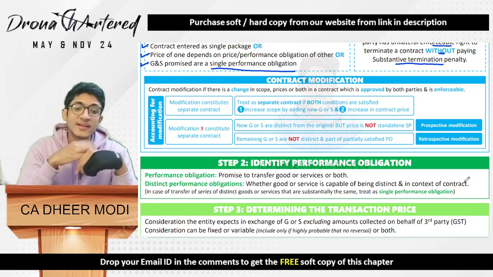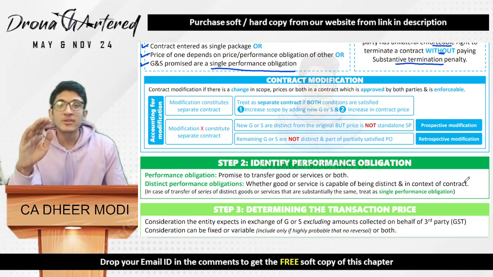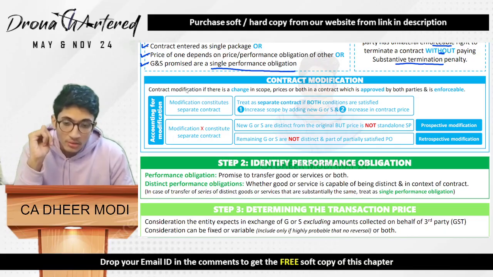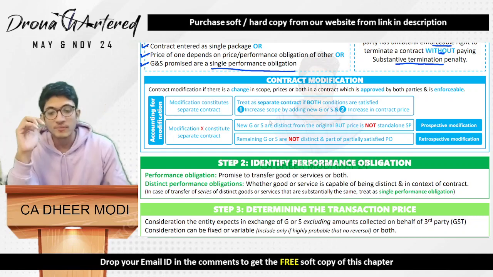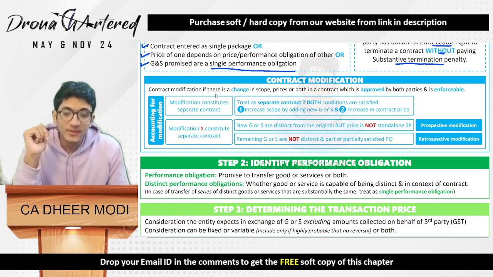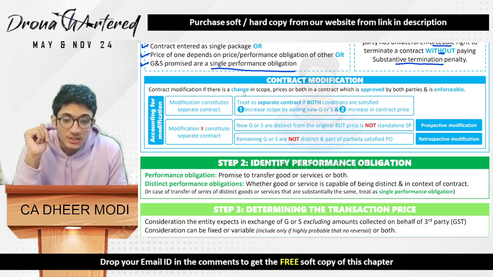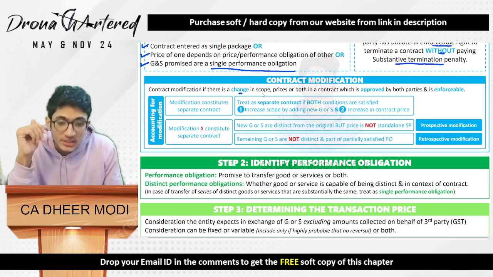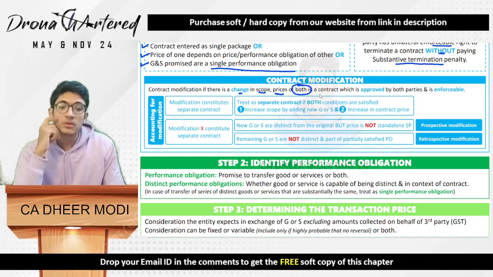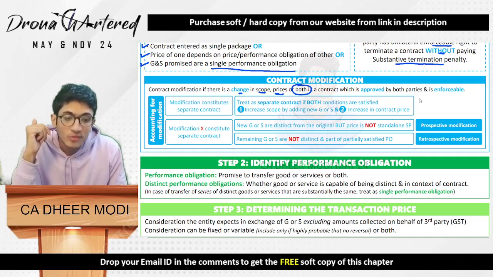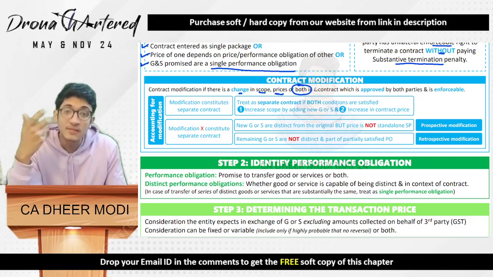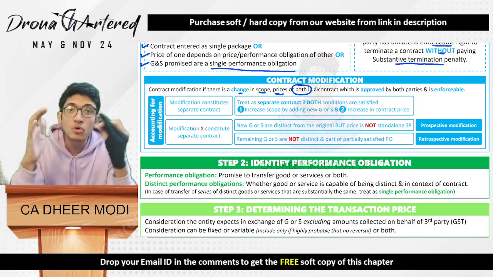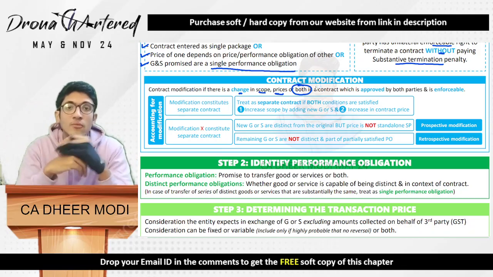Now understanding what is contract modification. Your step one, everything is in blue. So contract modification, we are still in step one, that is identify the contract. Contract modification is a change in scope, prices, or both in a contract which is approved by both parties and is enforceable. That means a little change in either scope, as in what you are offering, what services you are giving.